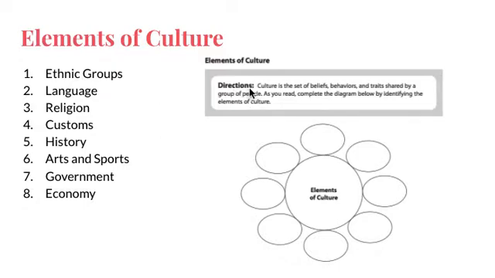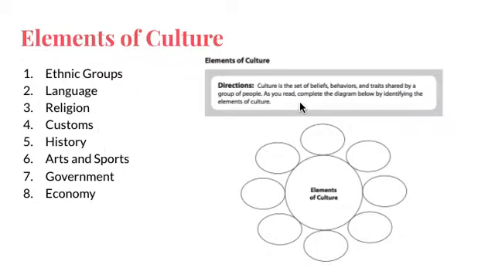The directions say that culture is a set of beliefs, behaviors, and traits shared by a group of people. So these are different things that can cause people to have something in common: different beliefs, behaviors, and traits shared by a group of people. These are the ways in which we would distinguish a person's culture in a more specific way than simply using this broad umbrella definition of what culture is. Culture is the set of beliefs, behaviors, and traits shared by a group of people, and these are the ways in which those cultures can be defined or identified.